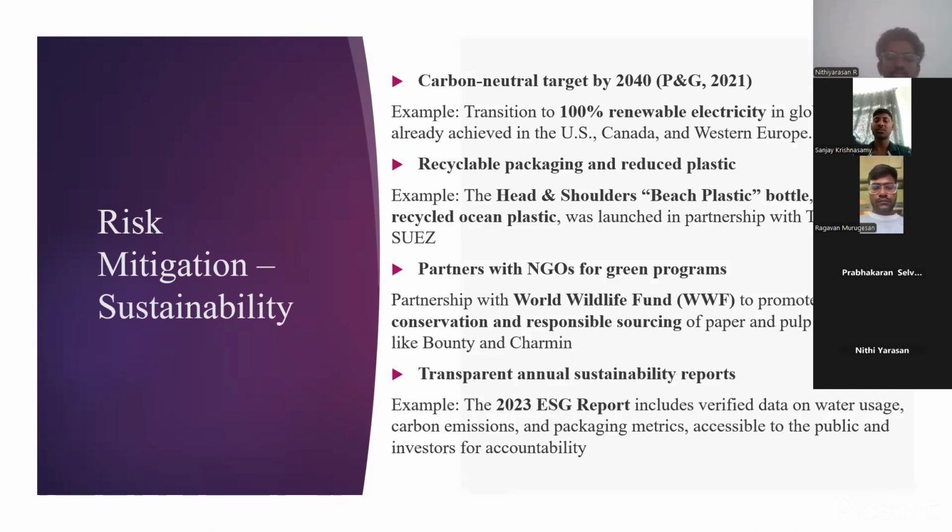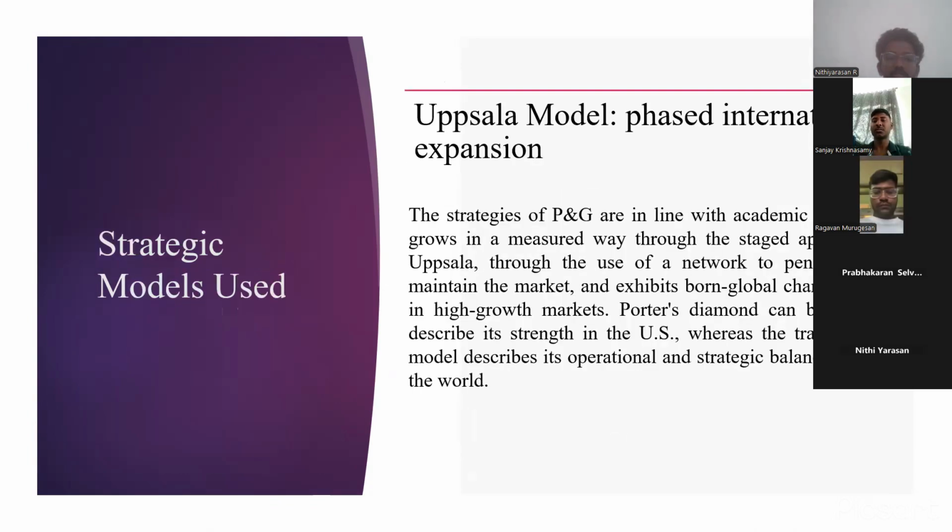And next we see the strategy models used from a theoretical point of view. P&G's strategy aligns with some well-known business models. The Uppsala model, where expansion happens in stages. The network approach, building partnerships across borders. They blend the global theory, especially in fast-growth markets.